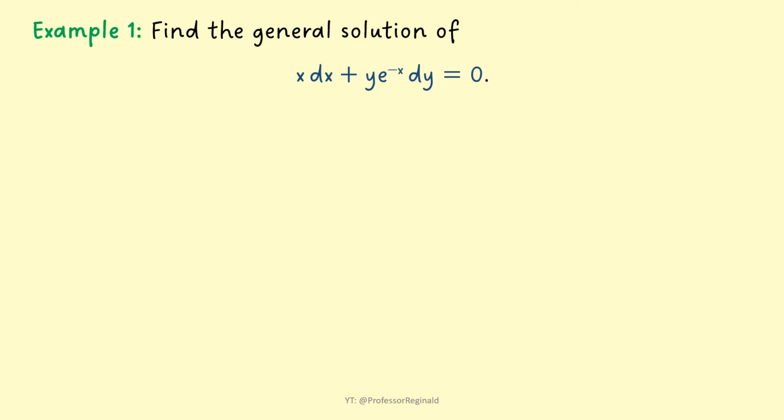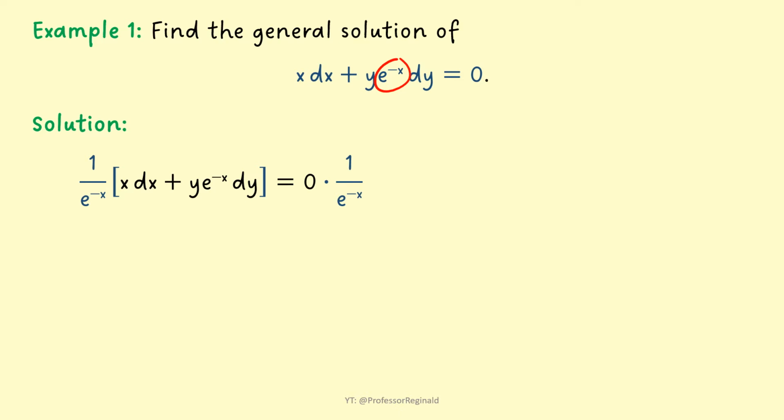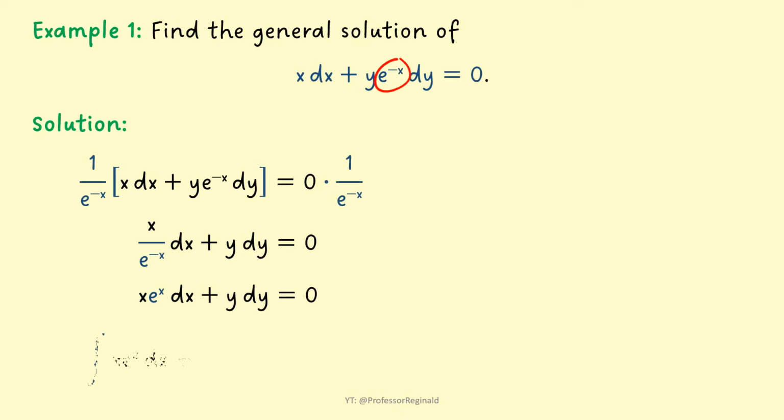Example 1. Find the general solution of the differential equation. Solution. The variables of the differential equation are not fully separated. So, divide the whole equation by the factor we want to separate. Rewrite using a property of exponent. Because the coefficient of each differential is in only one variable, we can now proceed with integration.